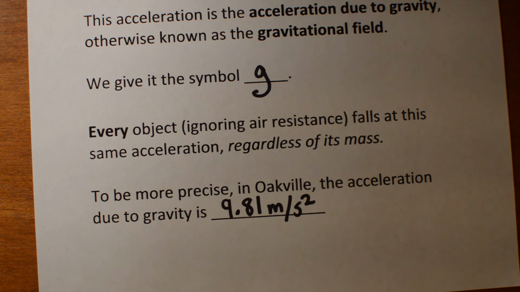As you go up mountains, you get a little bit further away from the center of the Earth, and your acceleration due to gravity actually decreases a little tiny bit. As you go towards the North Pole, you're a little bit closer to the center of the Earth because the Earth is kind of egg-shaped, and so your acceleration due to gravity increases a little bit. But around Oakville, g is approximately 9.81.